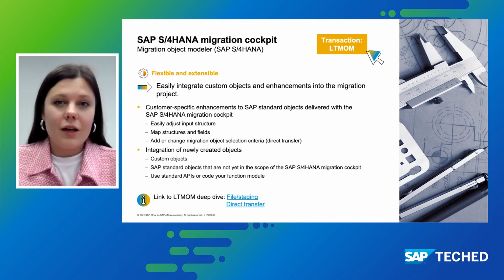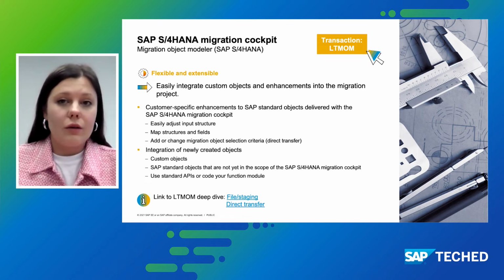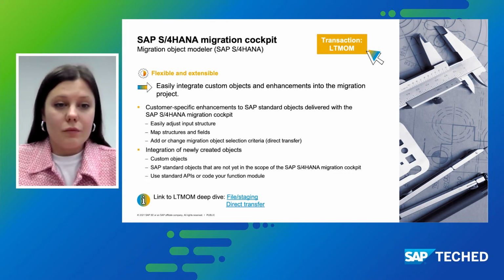What if you would like to enhance a specific migration object or create a new migration object? You can use the Migration Object Modeler. You start using this tool with transaction LTMOM. It's presented on the screen. And when creating the new migration object, you can adjust your specific requirements. You can also create SAP standard objects that are not yet part of migration cockpits or maybe planned in the future. And for that, you use standard APIs or code your own function module.